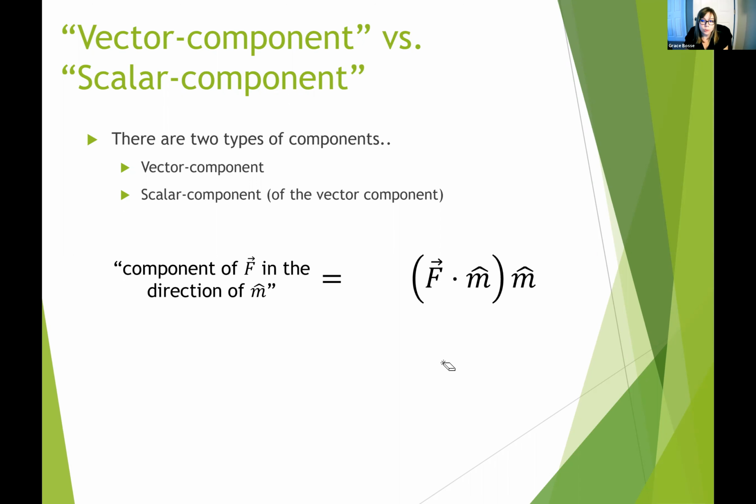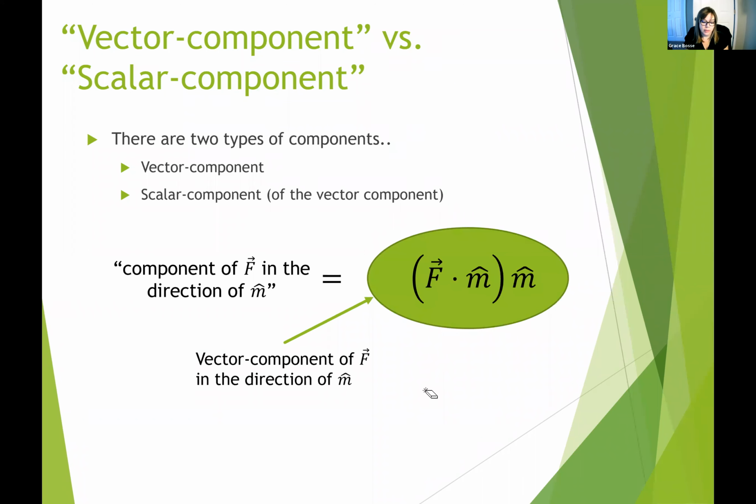I said that it was equal to the dot product between F and M hat times unit vector M hat. So what I've actually given to you here is the vector component. All of that, the dot product between vector F and M hat, all of that times M hat, that's a vector. The dot product is a scalar. But when you multiply it by that vector M hat, you have now created a vector quantity. So all of that in the green bubble right there is technically the vector component of F in the direction of M hat.